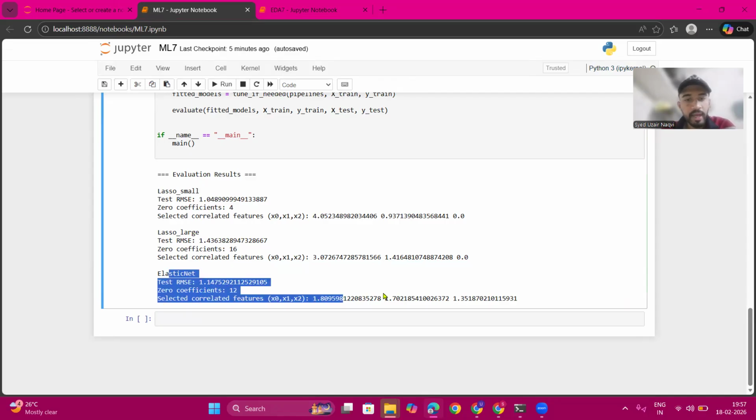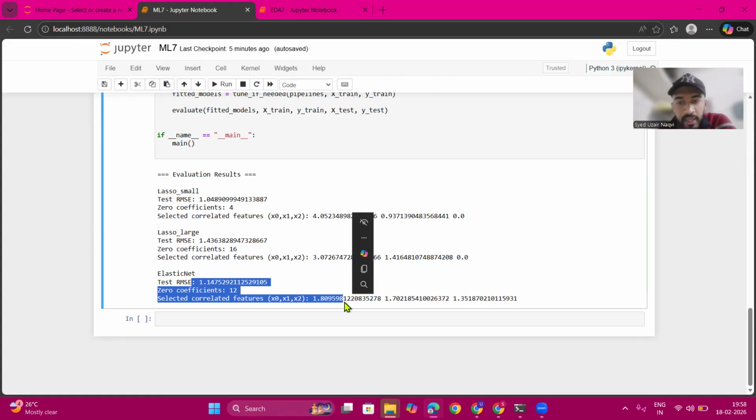The last thing is milestone 3, the Elastic Net, where I compare Elastic Net to Lasso. From this, we can observe in the test RMSE that zero coefficients are 12 and test RMSE is 1.14 something. The selected correlated features, as we already know, are x0, x1, x2. Elastic Net keeps more correlated features while maintaining reasonable sparsity. The interpretation is that when correlated predictors exist, Elastic Net is preferred because it balances sparsity and stability.